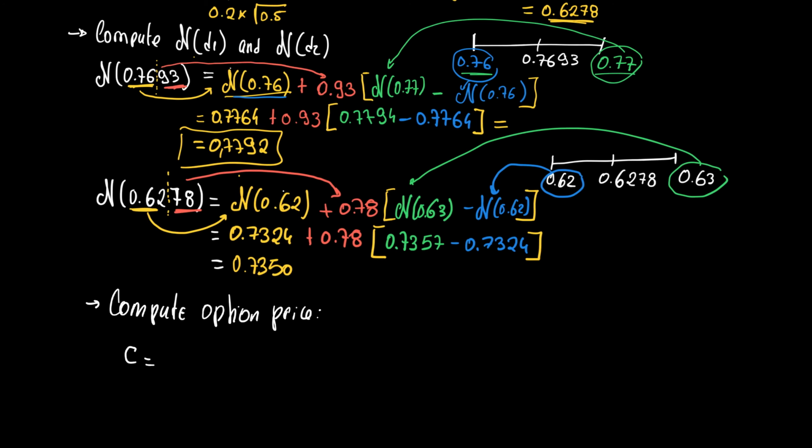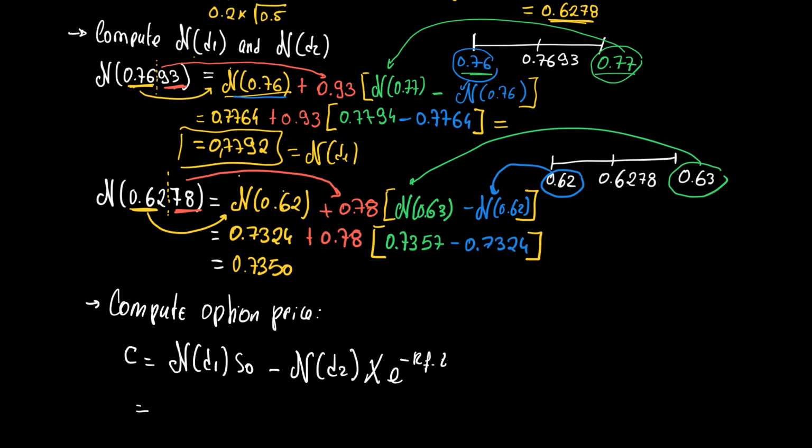So the call option is again a normal distribution of D1 multiplied by the current stock price minus the normal distribution of D2 multiplied by the cash discounted at the risk-free rate. So if I just substitute the values, so I know that n of D1 is this one. So this is n of D1. And this one here is n of D2. So I just substitute the values.